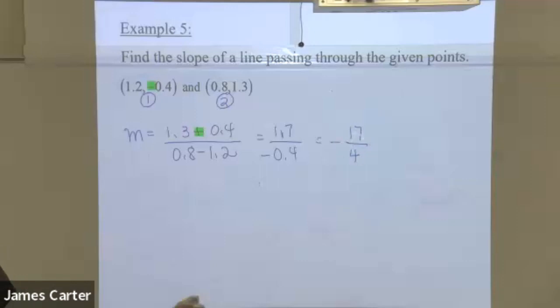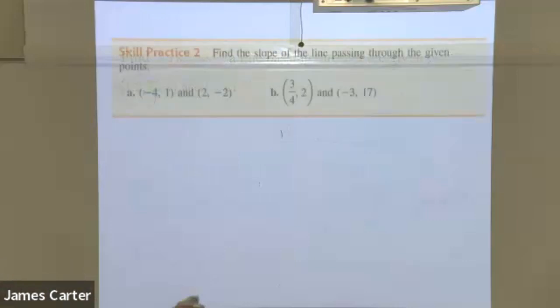4 goes into 17 4 times, 1 left. So it'd be 4 and 1/4. You follow me? 4 and 1/4 rather. So that's what you would count perhaps in graphing. Now, here, 2 more. Do you need me to work those or not? Anyone want to see one of them? Okay.